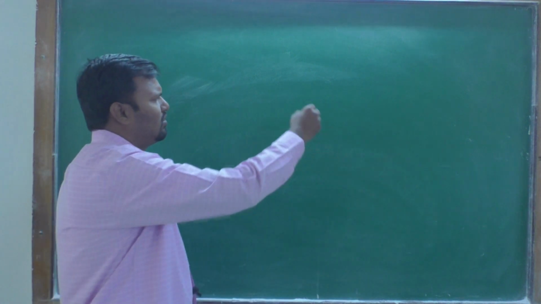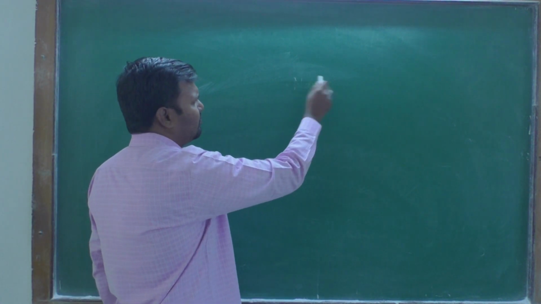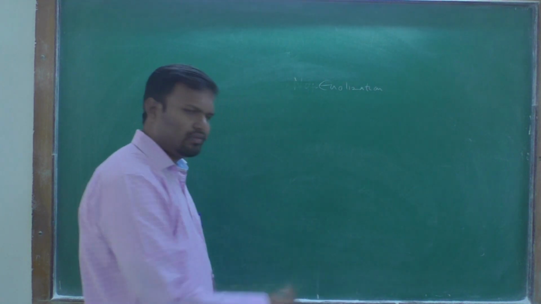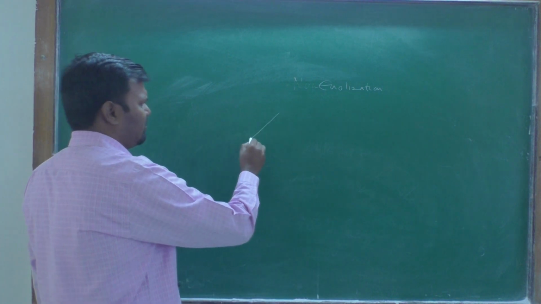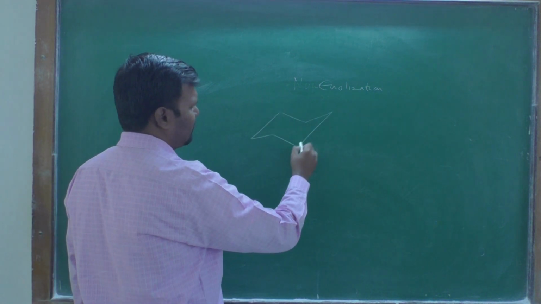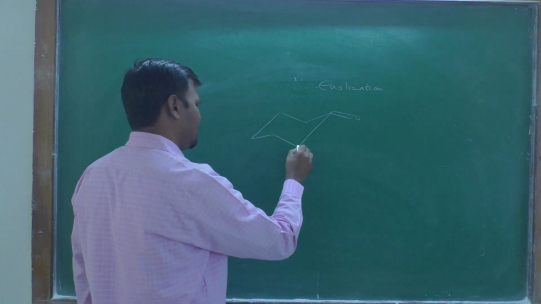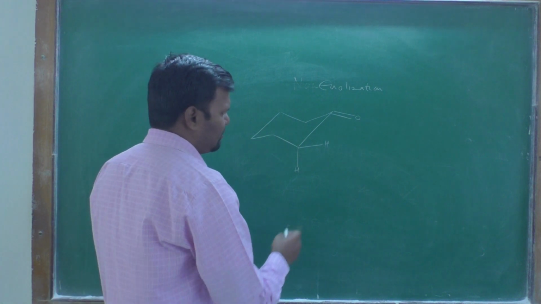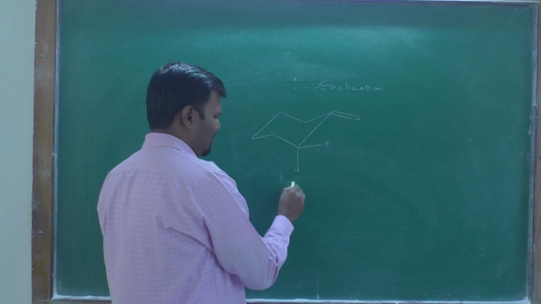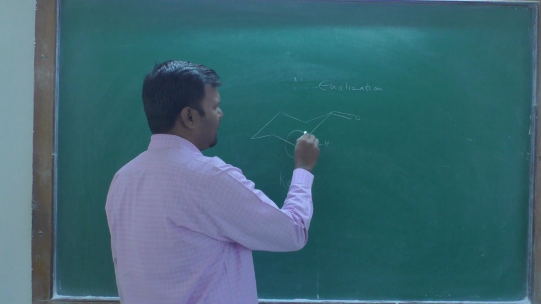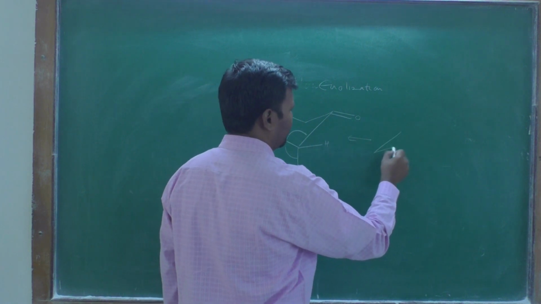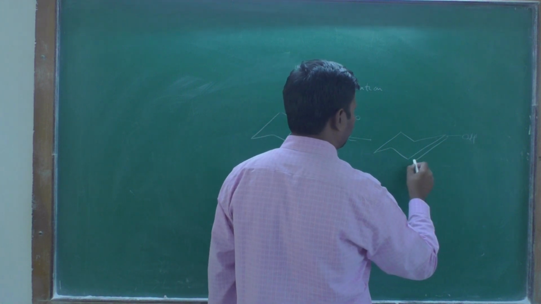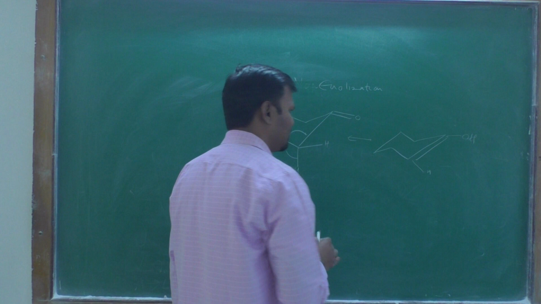Now, enolization in a cyclohexanone. We can draw the cyclohexanone, and enolization takes place. Enolization means there is a keto form, and after enolization you will get the enol form. This will be your enol form, where one of the hydrogens is removed.